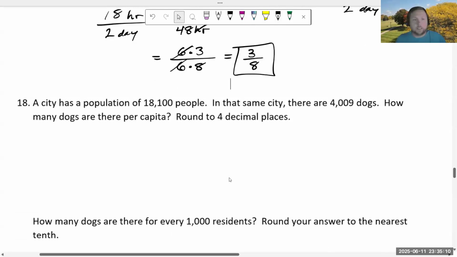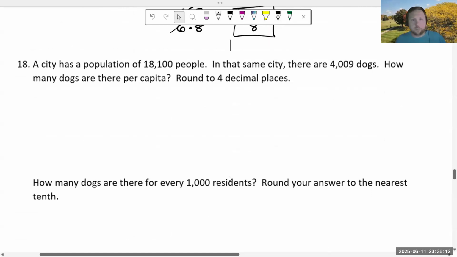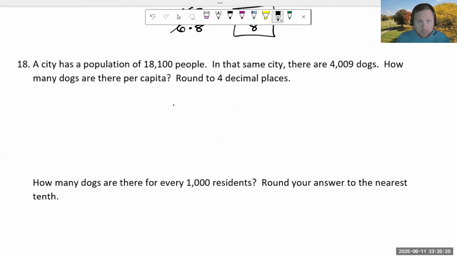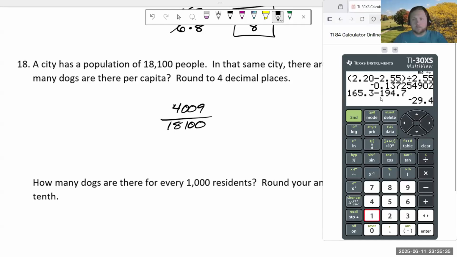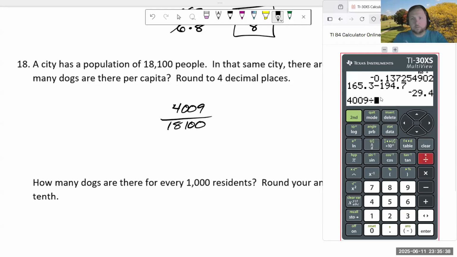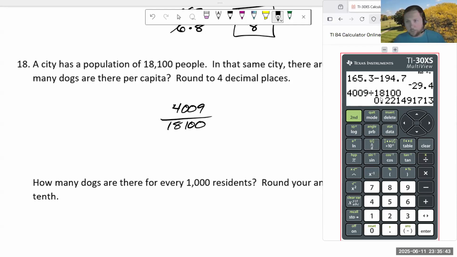Okay. A city has a population of 18,100 people. In the same city, there are 4,009 dogs. How many dogs are there per capita? So I'm going to take that 4,009 divided by 18,100. So I'm taking the number of dogs divided by the number of people. Okay. And it says round to 4 decimal places, so 0.2215.